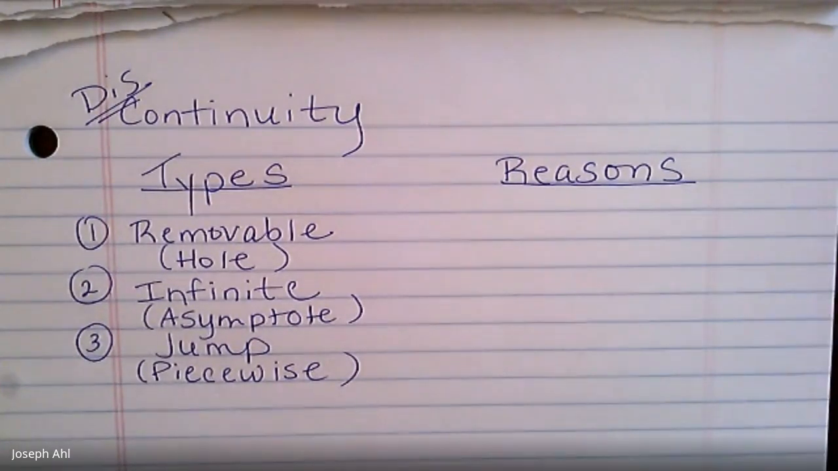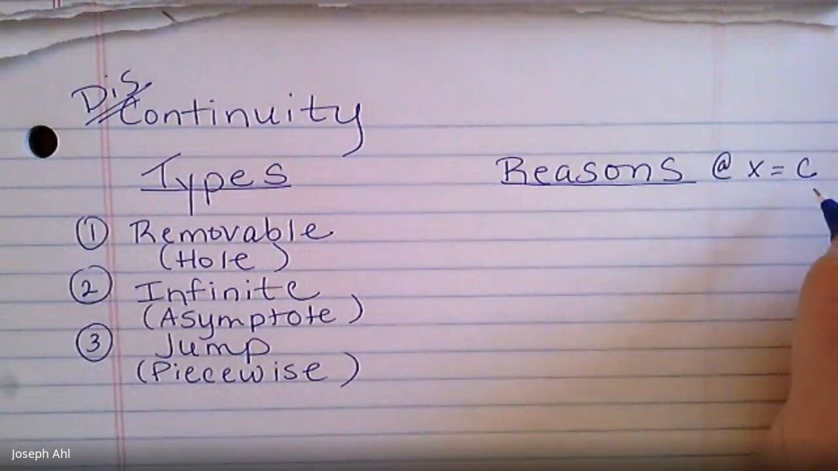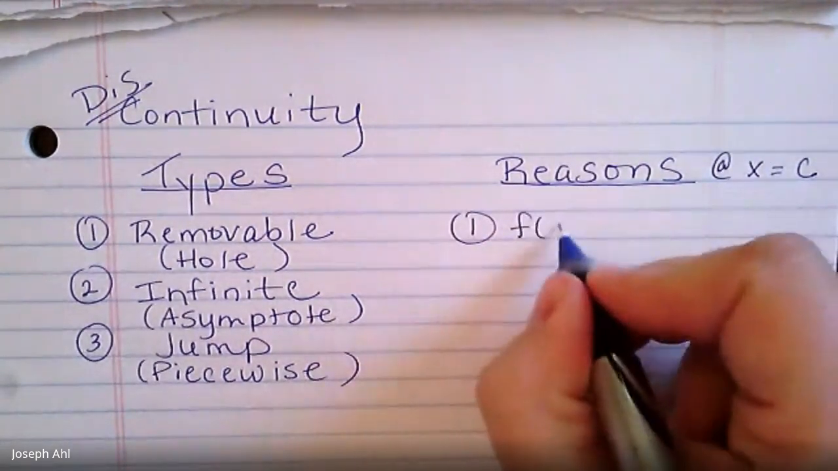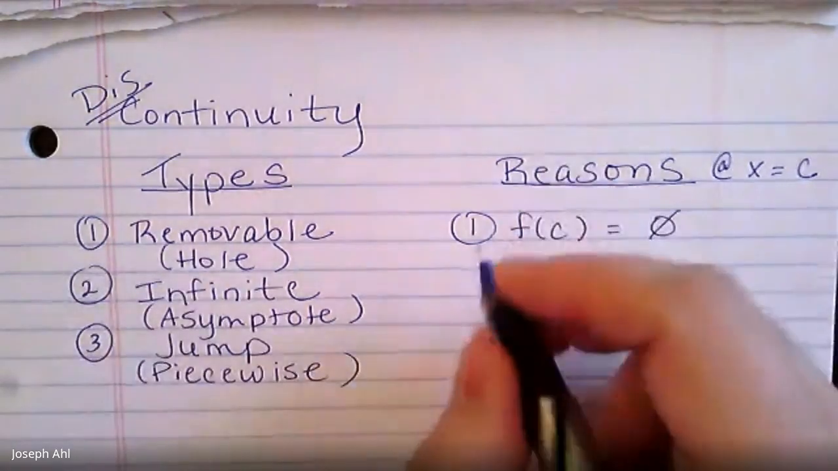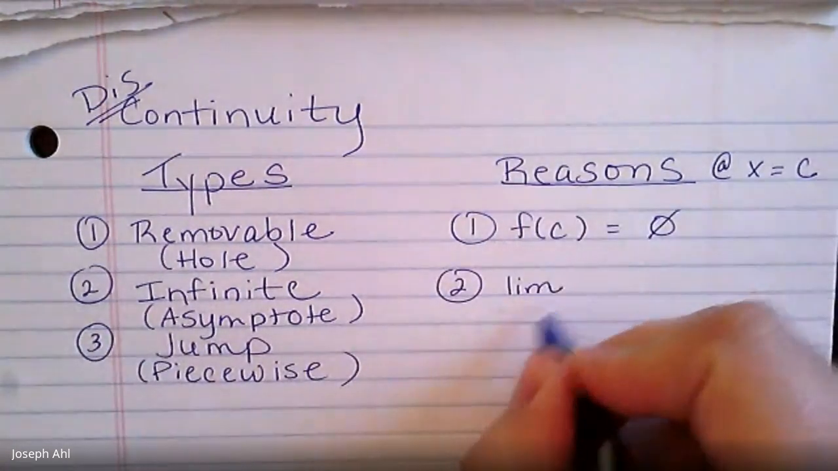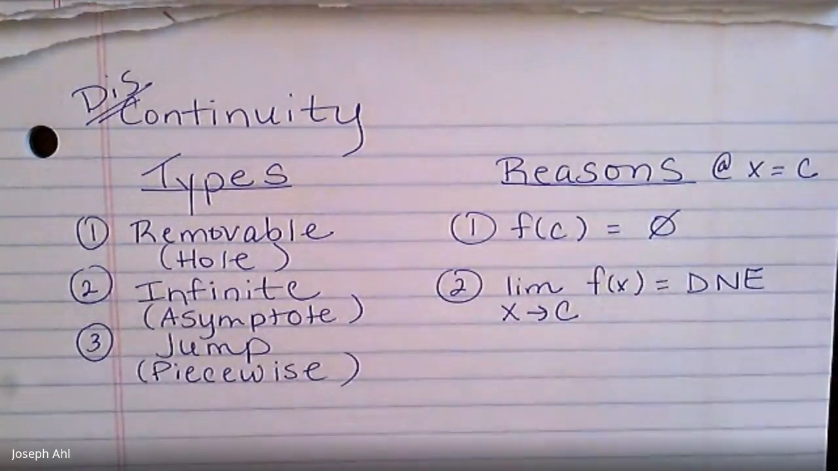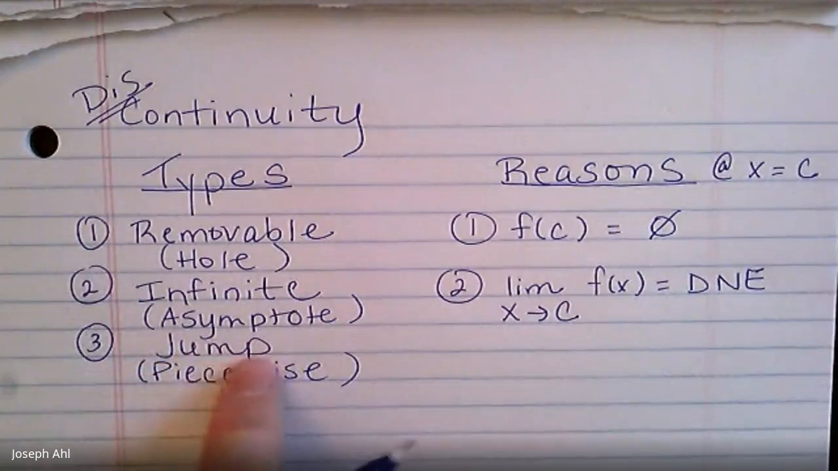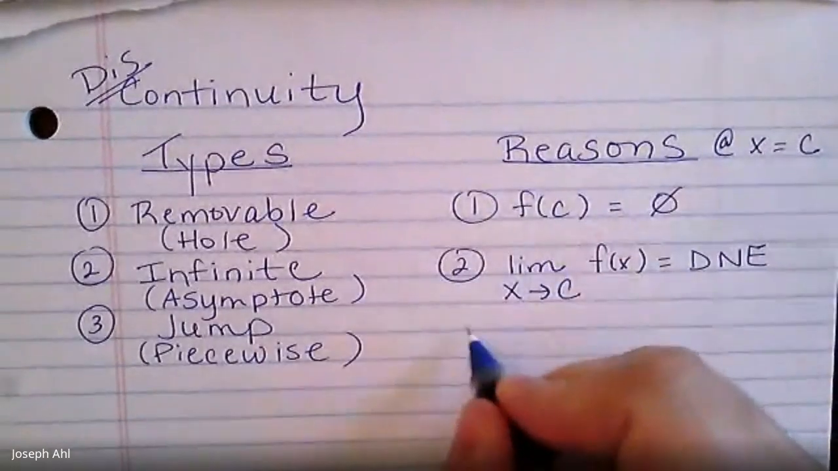What are the reasons why something might be discontinuous at, let's say, some x value c? Well, one reason might be that f of c doesn't have a value. On the graph at x equals c, there's no y value at all. That's a good reason that we're discontinuous there. Another reason is if the limit does not exist. That happens a lot in piecewise functions if there's that jump. If you're coming in from the left side of c and the right side of c and you're approaching different things, the limit does not exist, so you can't be continuous at x equals c.